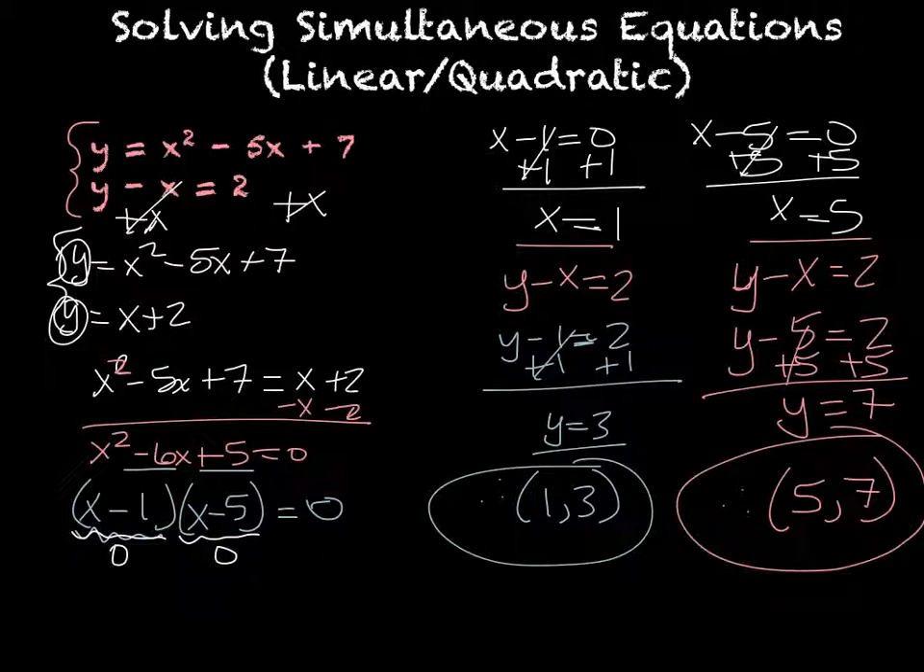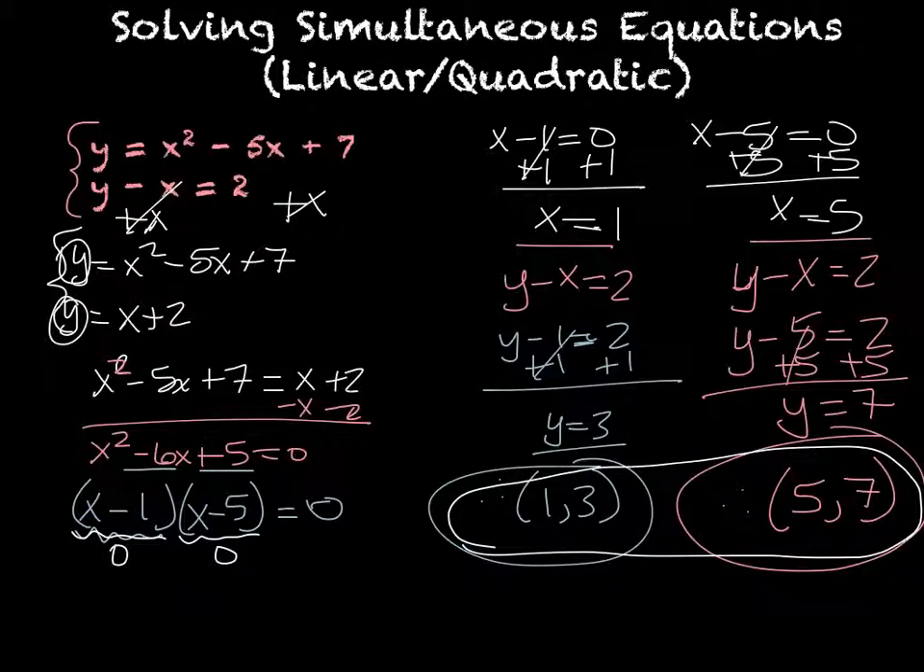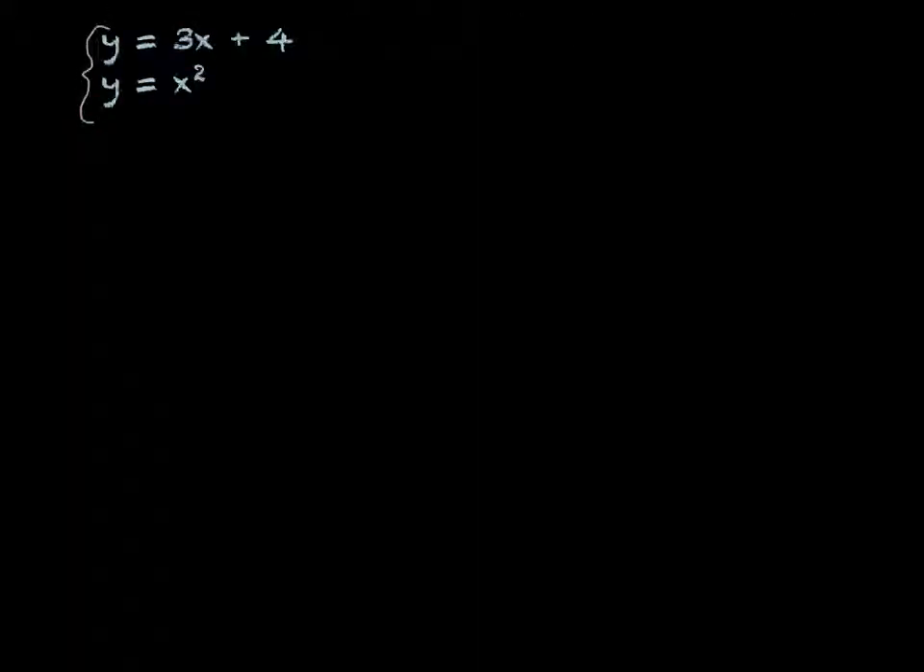So we have two answers. That's the key. There are two answers for this problem. 1, 3 and 5, 7. You have to have both of them for it to be correct. This next one is very similar, except they're already both solved for y, so we can jump right to the step where we set them equal to each other, because this is y and this is y.